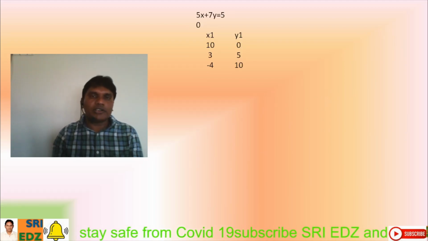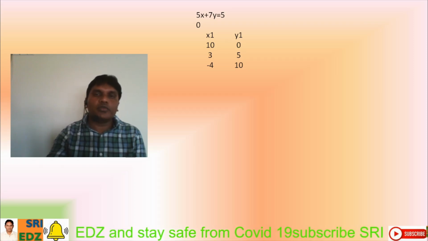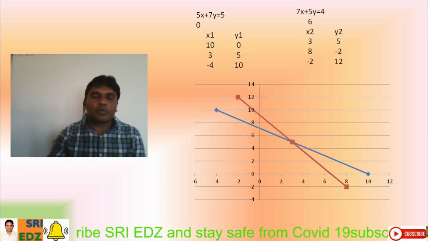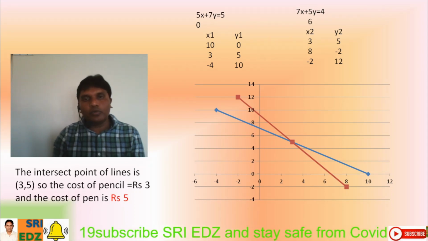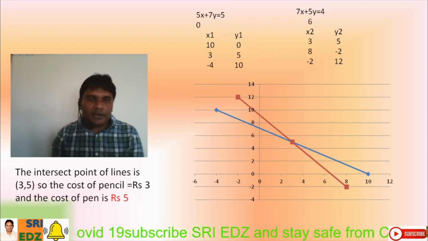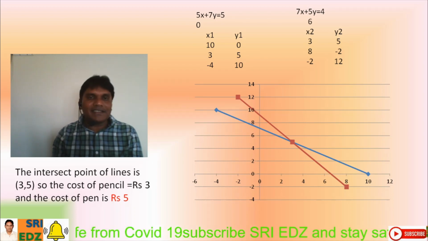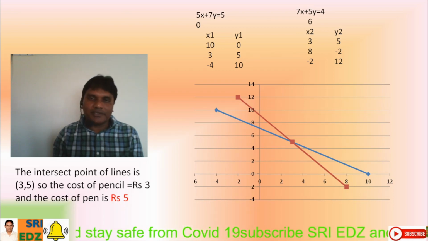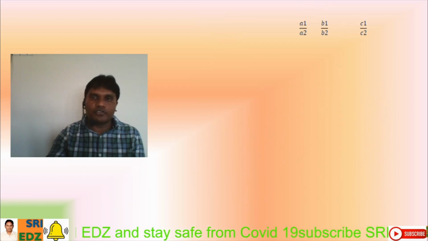So both the equations we got, we'll take points for the equations, and we'll draw the graph for the problem. The graph is like this. We got a blue line and a red line, and they intersected at (3, 5). That means the cost of a pencil is 3 rupees, the cost of a pen is 5 rupees. So that is the second problem in the first question.